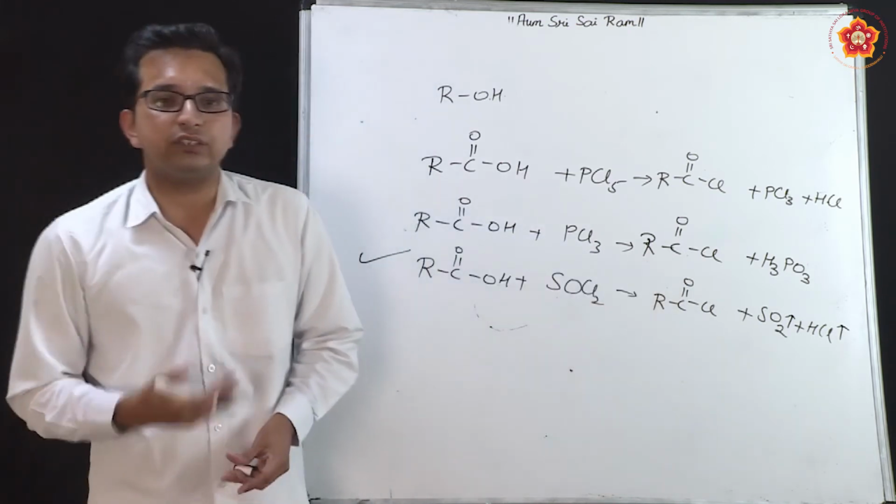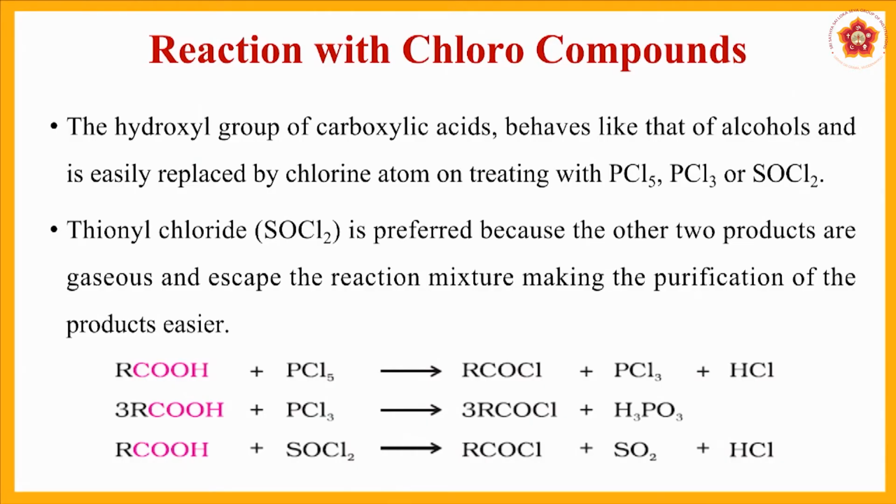So, this is an advantage of these systems where all three sets of reactions tend to give you the same major product. It is just that there are different byproducts, and in the second point you are able to see a highlighted aspect that thionyl chloride is preferred because the other two products are gaseous and they can very easily escape the reaction mixture, which makes it easy for us to have the final product in a very purified form. So, this is about the reaction with various chloro compounds that can be encountered with carboxylic acids.